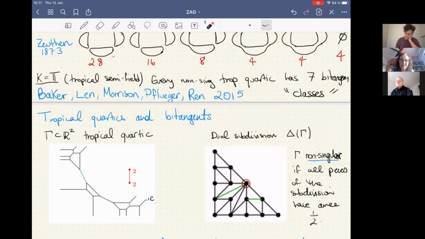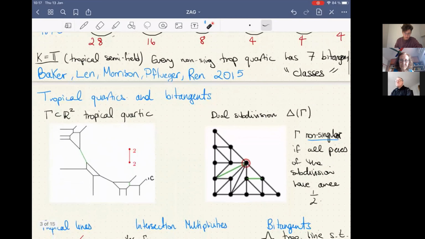And for the curve to be non-singular, the dual subdivision is going to have these tiny pieces, and there's a correspondence here. The pieces in this dual subdivision will have to have Euclidean area 1/2. So this is the smallest lattice triangle we can come up with.